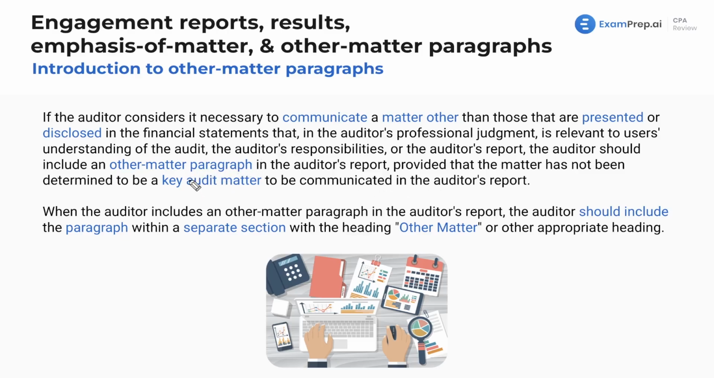Again, differentiating these two, we want to make sure that anything that should be a key audit matter is a key audit matter, and it's not confused or lumped in with these other matters. When the auditor includes an other matter paragraph in the report, the auditor should include the paragraph with a separate section, shocker, other matter, or other appropriate heading.